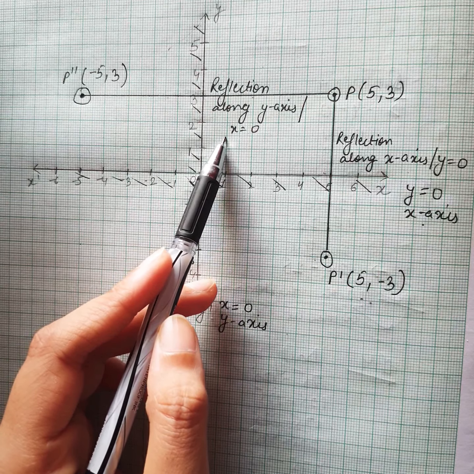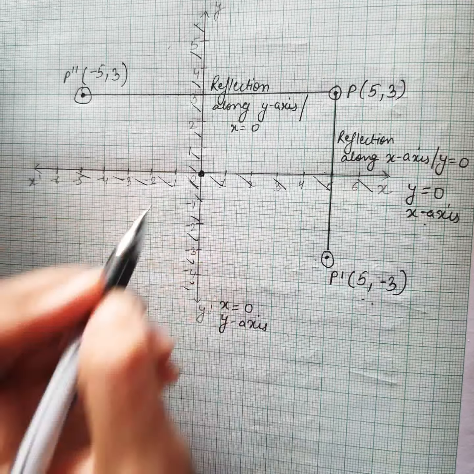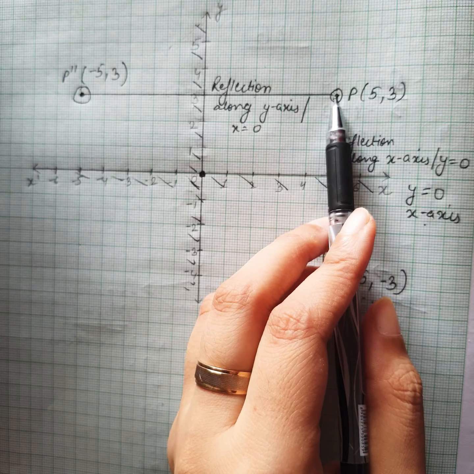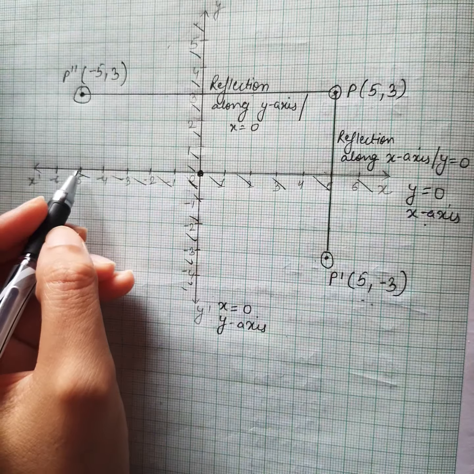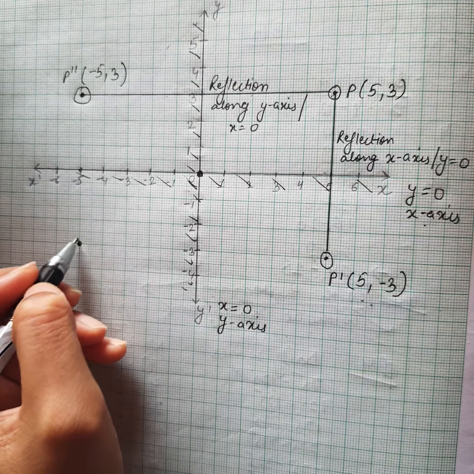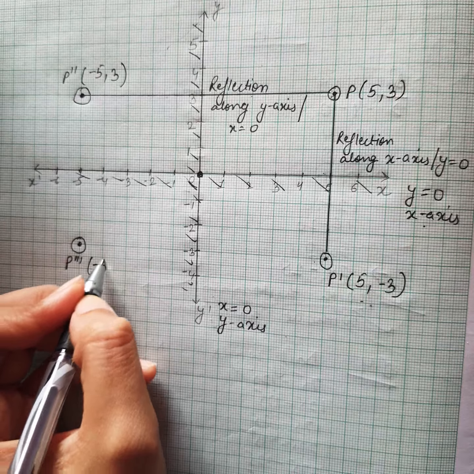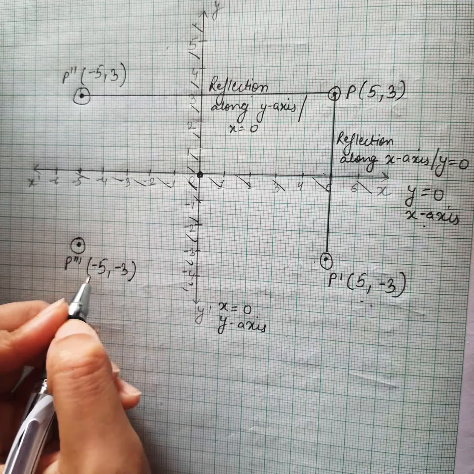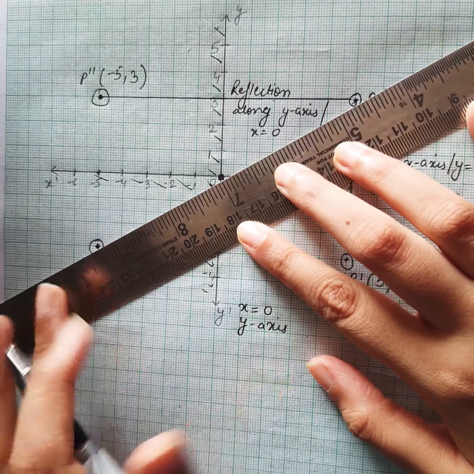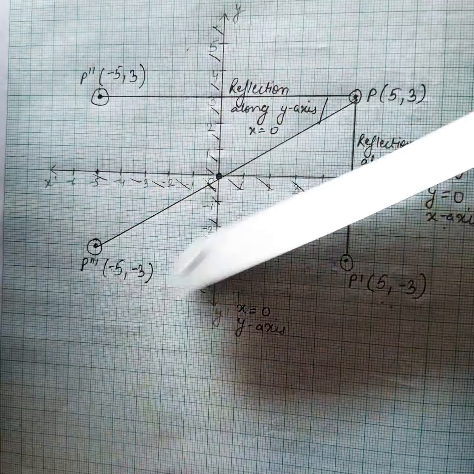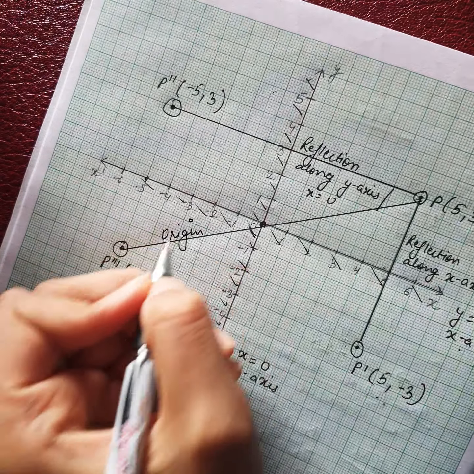Now the third reflection is along origin. Origin is the intersection of coordinate axes. If point P is reflected along origin, both signs will change: (-5, -3). So let's name this P triple dash, (-5, -3). So this is the reflection along origin.